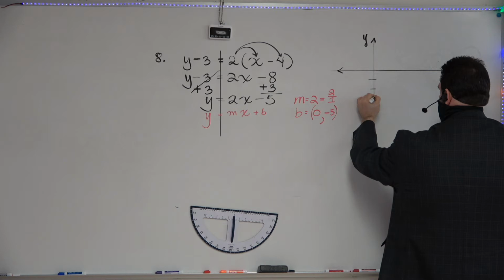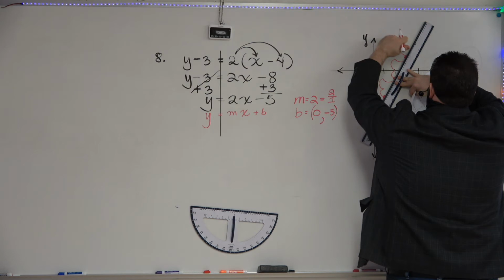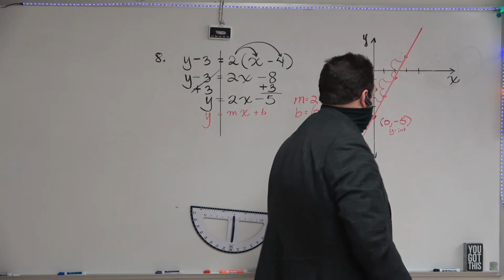Then I use my slope, up 2 over 1, up 2 over 1, up 2 over 1. You could do it again if you wanted. You see what you're doing? Up 2 over 1. You get it? My last one didn't get lined up right, but they should all line up. You only have to do that one time, but sometimes it helps to do it a few times. There's your line. This is the equation y equals 2x minus 5.